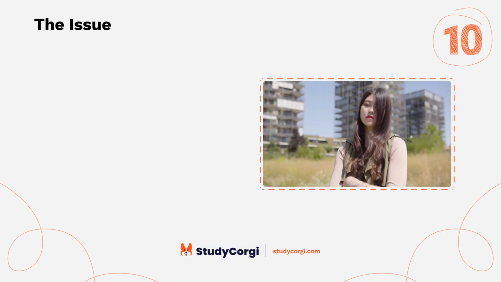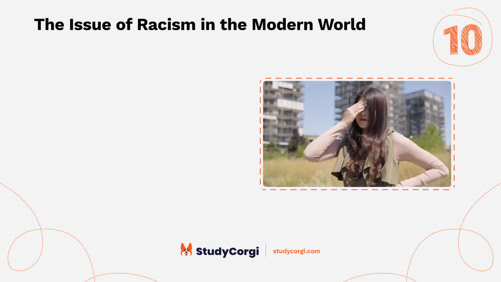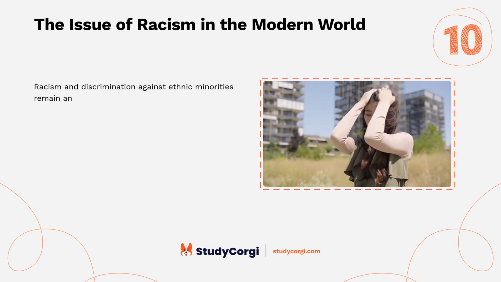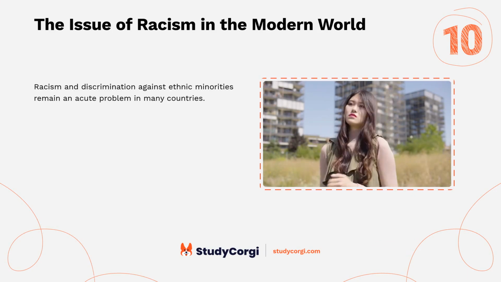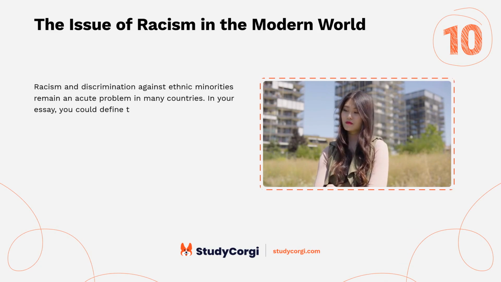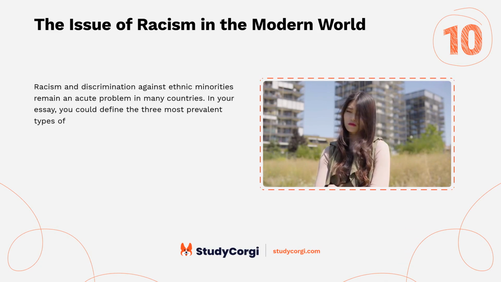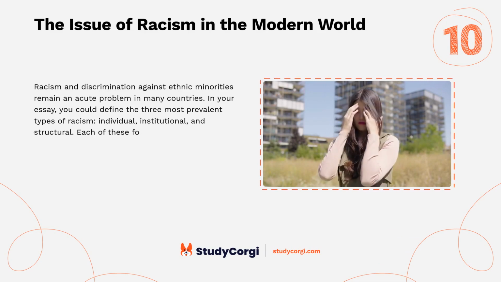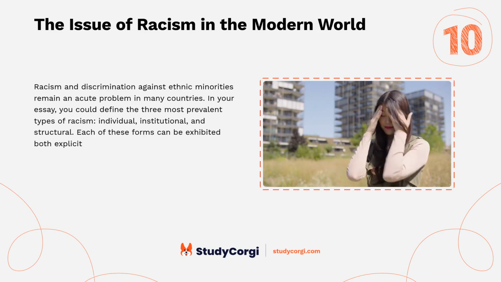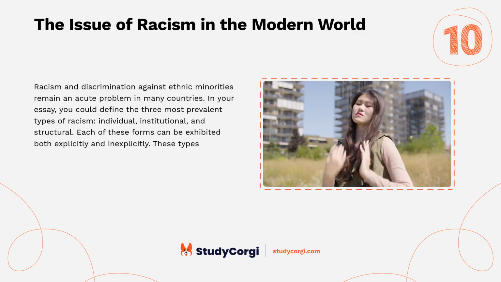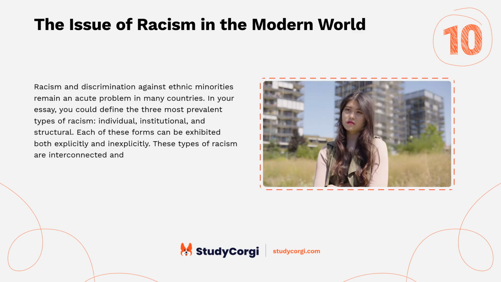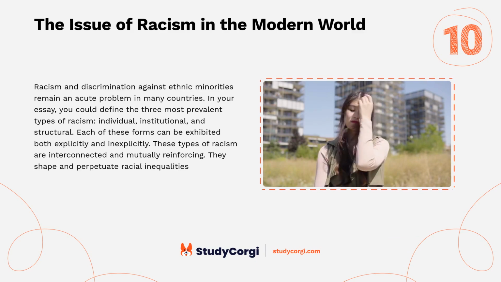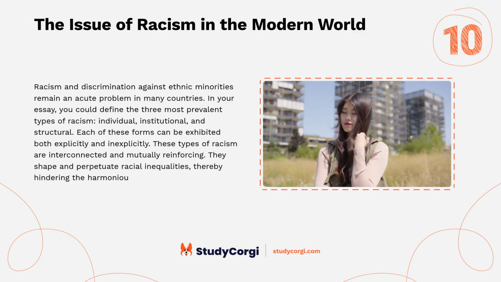The issue of racism in the modern world. Racism and discrimination against ethnic minorities remain an acute problem in many countries. In your essay, you could define the 3 most prevalent types of racism: individual, institutional, and structural. Each of these forms can be exhibited both explicitly and inexplicitly. These types of racism are interconnected and mutually reinforcing. They shape and perpetuate racial inequalities, thereby hindering the harmonious life of society.